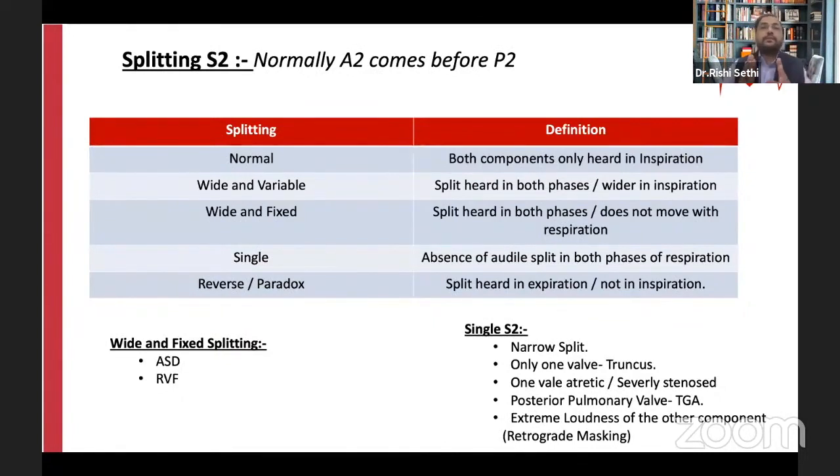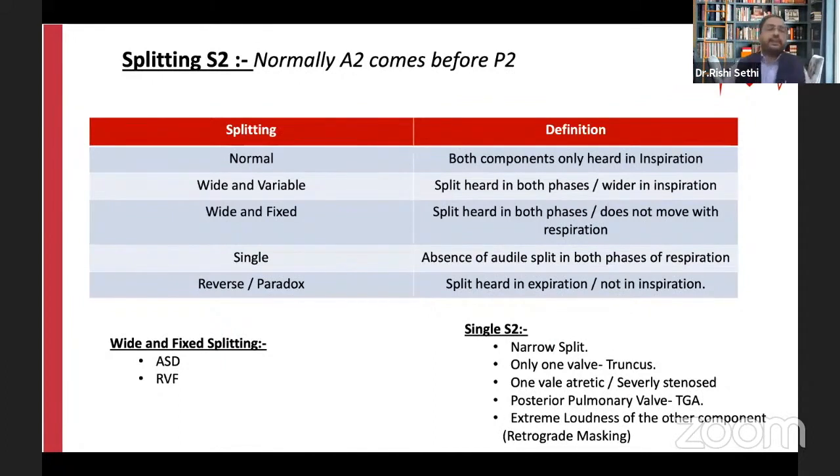It happens when the P2 starts to come before A2 for various reasons. Now, when the gap becomes narrow, then there can be a single P2, and then a reverse or a paradoxical splitting may happen in a continuum of narrow split. So reverse or paradoxical, you hear a split not in inspiration, but you hear a split in expiration.